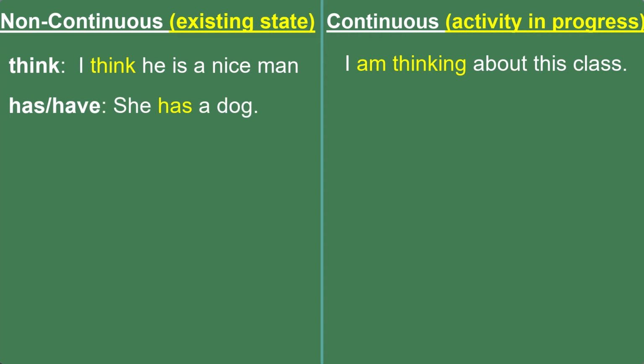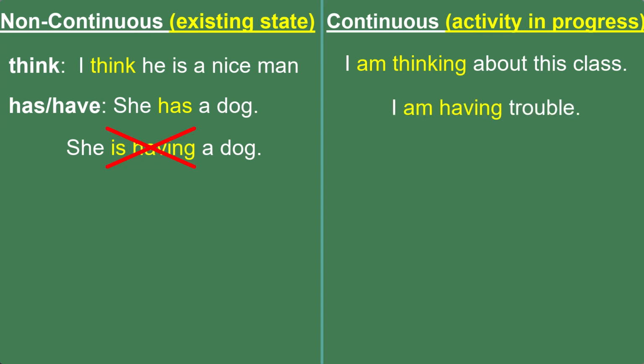Has or have. She has a dog. You would not say she is having a dog. No, that's not correct. If you own something, you say she has a dog. Now, you could say, I am having trouble. You could use it that way, though.